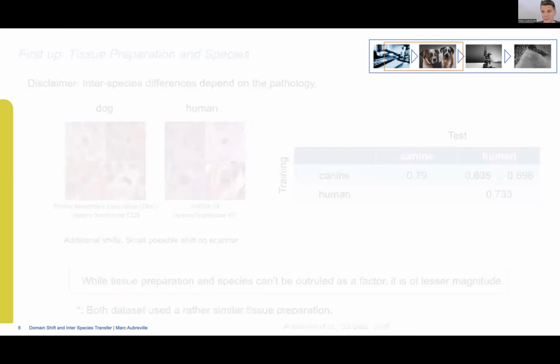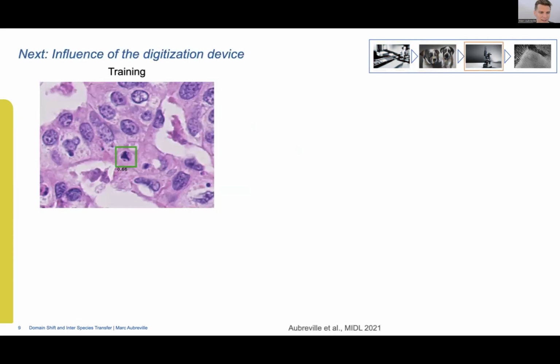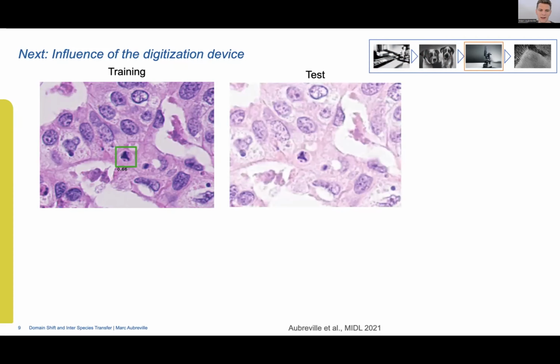Next up, let me talk about the influence of the digitization device. And this is something that was underrated for a long time because people just assumed that it would be the tissue preparation that gave these huge differences in the staining. And if we look, for example, at this image digitized with, I believe, a Hamamatsu XR scanner, and then you have the very same slide digitized with another scanner, then you can also see that there's a strong difference in contrast, in of course the hue, and so on.